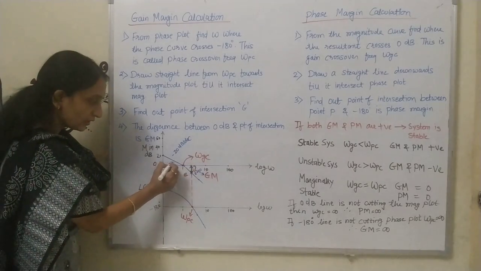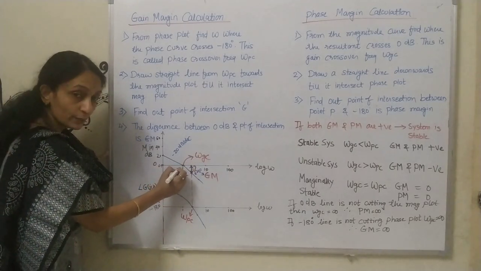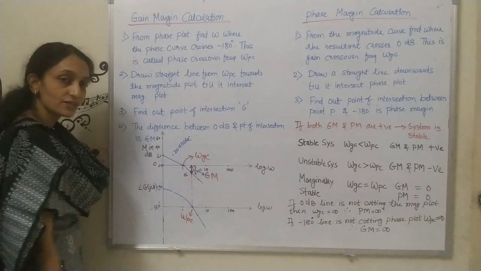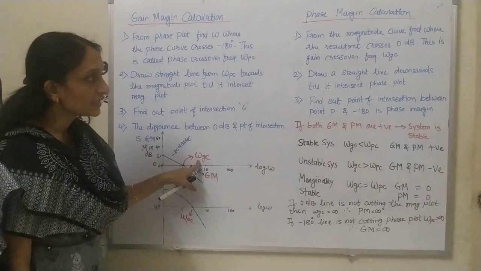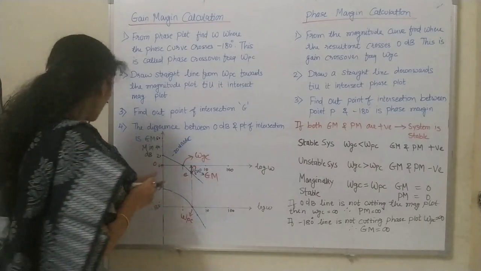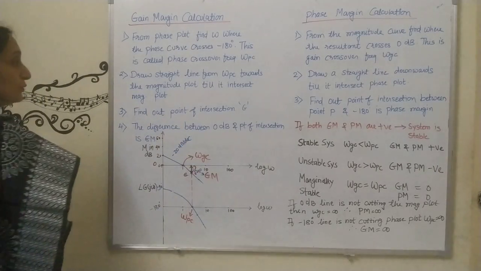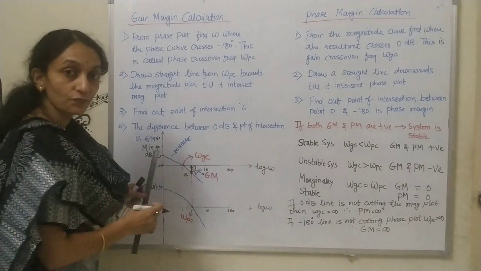So I hope you are getting here, the magnitude plot is intersecting at omega equal to 1. So omega GC is actually 1 here. Now second, draw a straight line downward. We will draw a straight line downward till it intersects the phase plot.